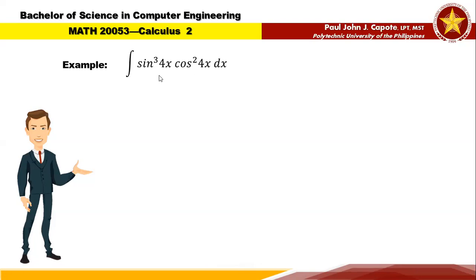Let us examine first the powers. The power of sine is 3, which is an odd number or an odd integer. Okay? In layman's term, odd integer means pag nag-divide tayo ng 2, laging may sobrang isa. While the power of cosine is 2, and the condition for case 1 is the power of cosine is any number. Could be positive or negative. Wala siyang in-specify. Basta any number.